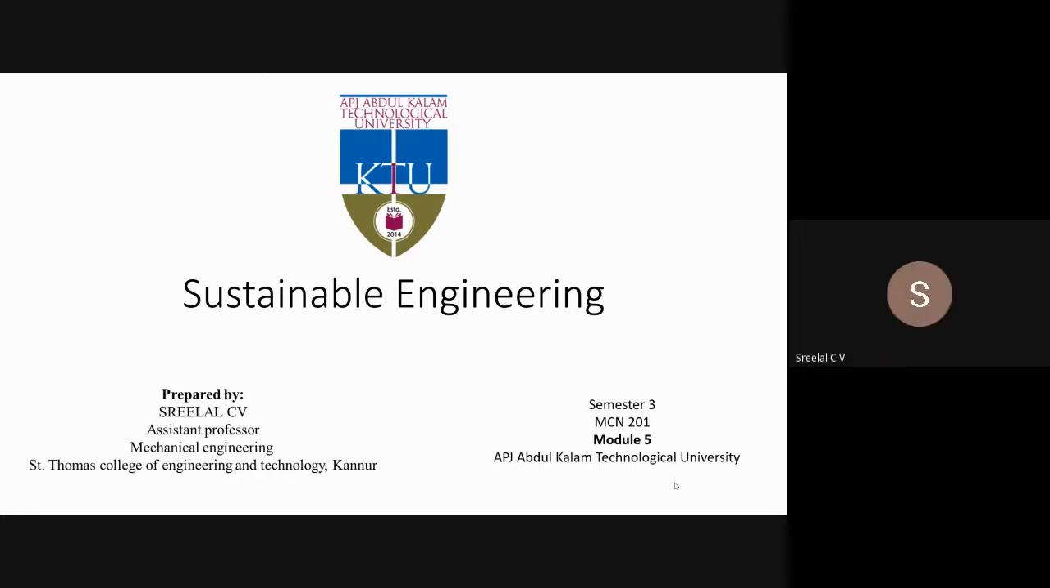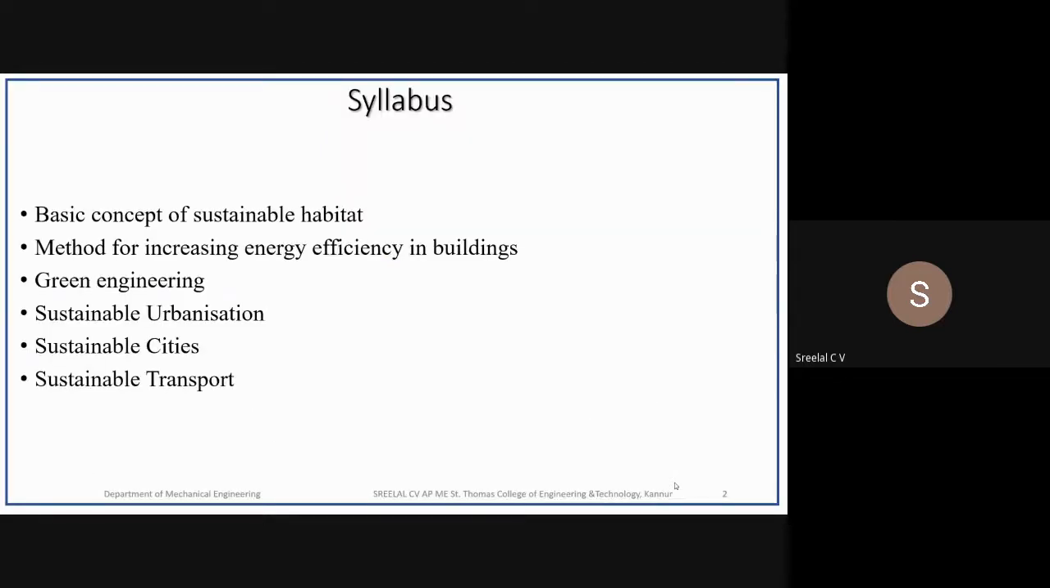Yes, sir. Okay. So this particular module has been divided into six parts. The first one is the basic concepts of sustainable habitat. The second one is the methods for increasing energy efficiency in buildings. The third one is green engineering, then sustainable urbanization, sustainable cities, and sustainable transport. So these are the topics we have to discuss over this particular module.